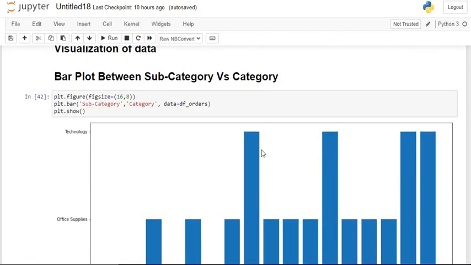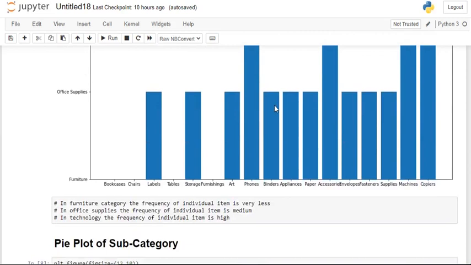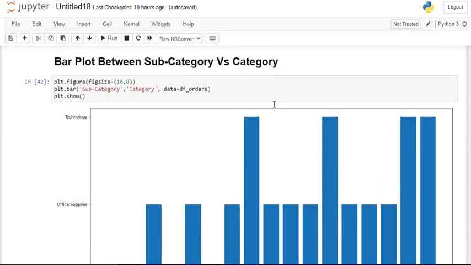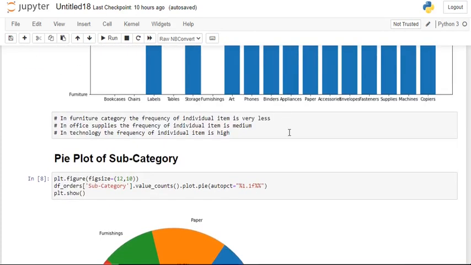So by comparing subcategory versus category, we see in each category how many subcategories there are, and in each subcategory how many items there are, the frequency of items. By using this graph we can visualize the relationship between subcategory and category, so that we come to know that in the furniture category the frequency of individual items is very less, office supplies frequency of individual items is medium, and technology the frequency of individual items is high.